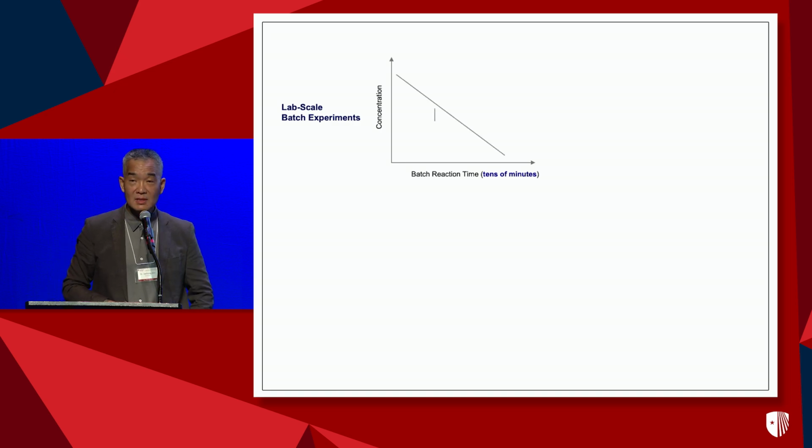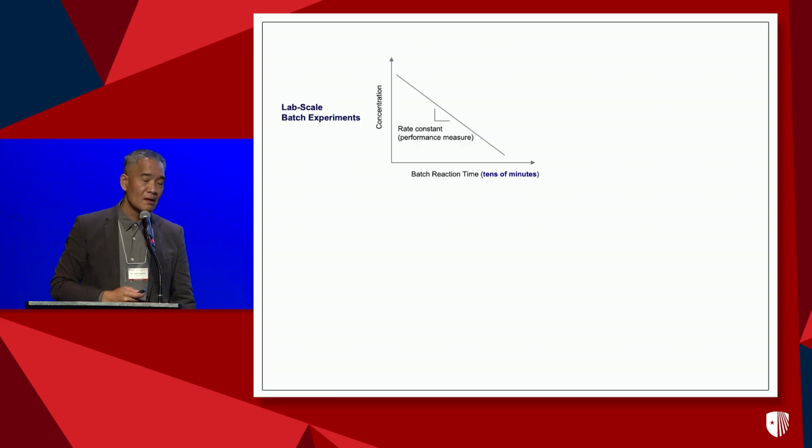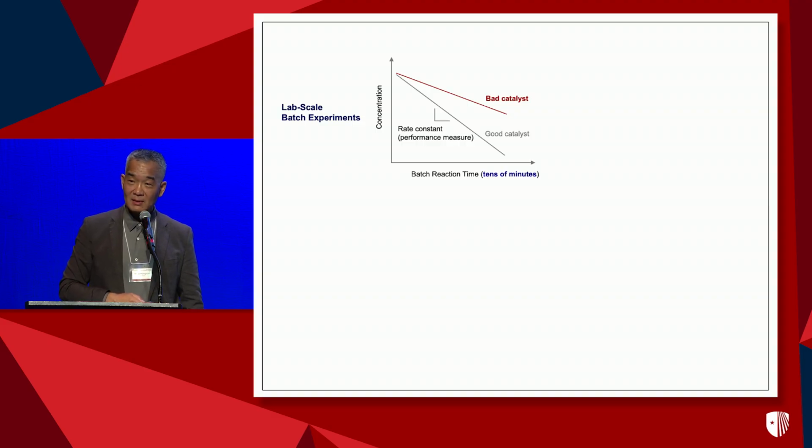And concentration goes down, and you measure the rate constant. And this becomes your performance measure. I'm sure anyone who did an experiment in the lab is familiar with this. And if you have another catalyst that shows this kinetics, you conclude that the red one is bad, the gray one is good. That's a good catalyst, okay? And you don't choose to publish a bad catalyst. You want to choose to publish a good catalyst.